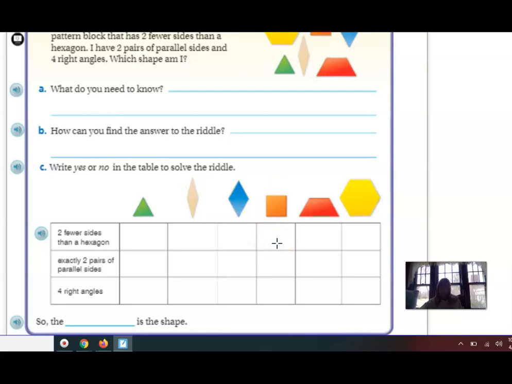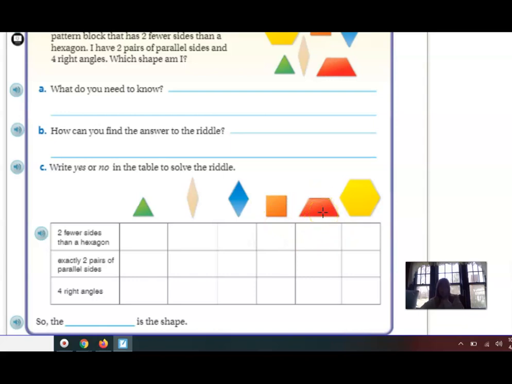Does it have 2 fewer than a hexagon? Absolutely, 4 sides. Does it have 2 pairs of parallel lines? Absolutely, each side here and here. And then it has 4 right angles. Yes, you could put little boxes. Those all form little L shapes. Then we go next door.